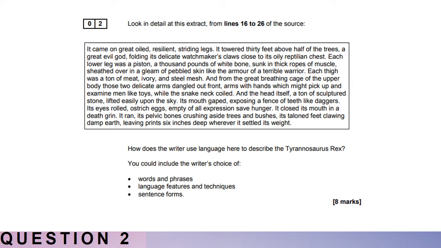We have the extract that we're focusing on, and we have the question, how does the writer use language here to describe the Tyrannosaurus Rex? You could include the writer's choice of words and phrases, language features and techniques, and sentence forms, and you have got 8 marks for this question.